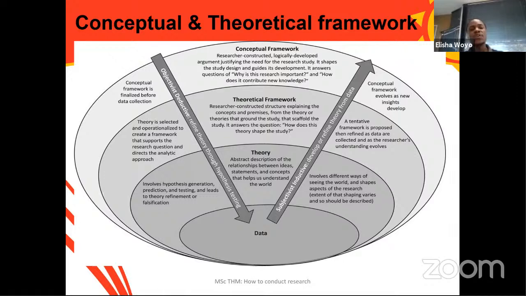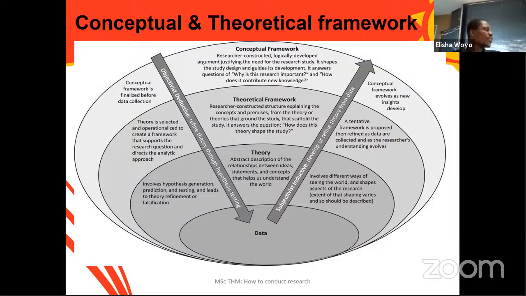So you move from your conceptual framework, then your theoretical framework, your theory, and you move to your data collection. Then the subjective people, people who do qualitative research. So the first explanation was for people who do quantitative research. Then the other arrow, starting from the data going outwards, is how things work when people are looking at qualitative data.